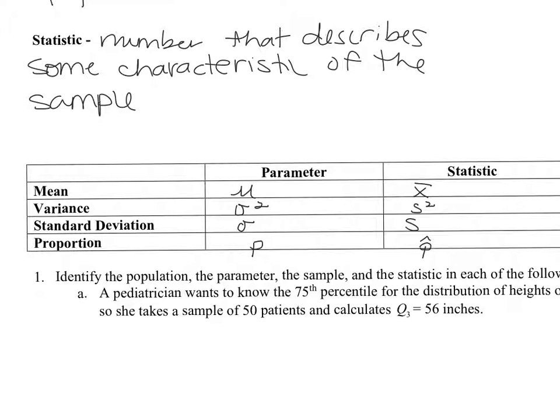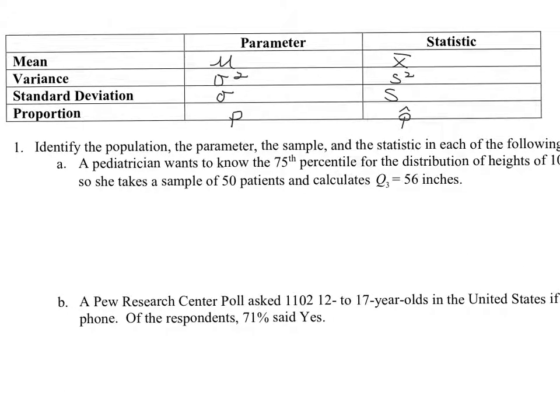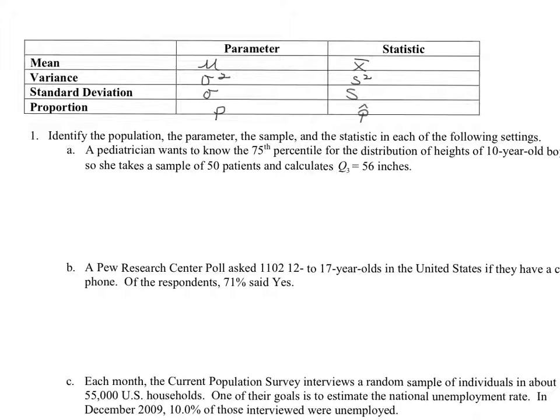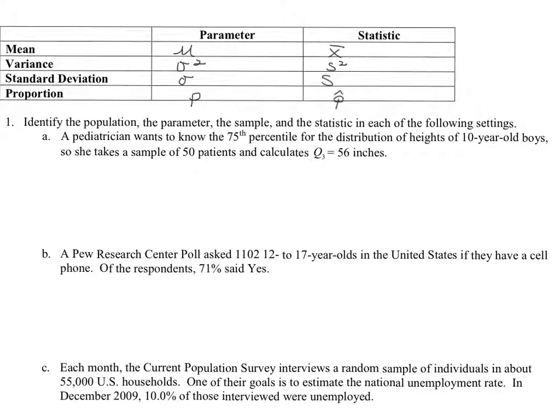All right, so let's look at this example. Identify the population, the parameter, the sample, and the statistic in each of the following settings. A pediatrician wants to know the 75th percentile for the distribution of heights of a 10-year-old boy. So she takes a sample of 50 patients and calculates Q3 equals 56 inches. So I like to kind of underline what's going on here in the problem. There's our distribution, 50 patients, Q3. So Q3 is the same in parameter and statistic. So we won't have any Greek symbols or anything on this problem.